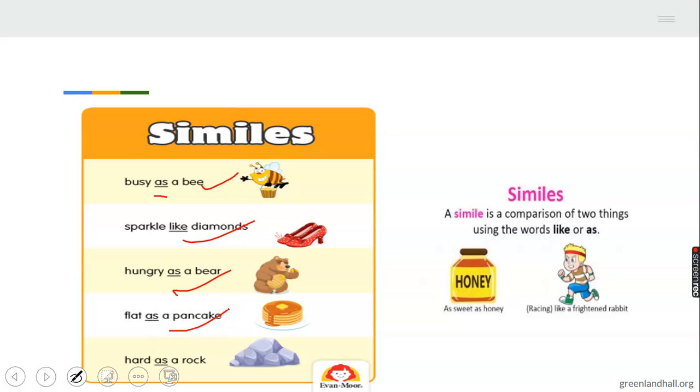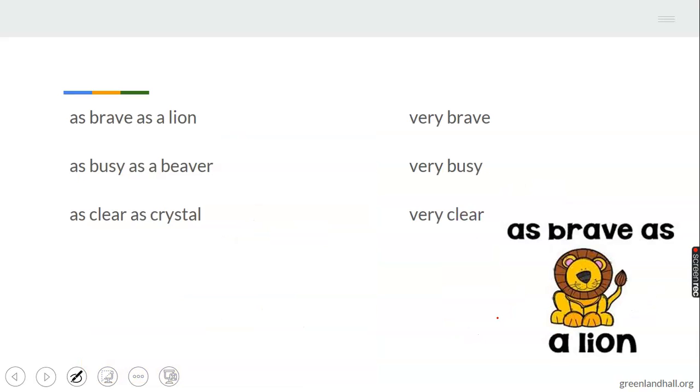Flat as a pancake. Hard as a rock. Look at this one. As sweet as honey. Racing like a frightened rabbit. You see the word "like" and you see the word "as... as". Those are the two words that are used in similes to compare. You must compare them. As brave as the lion means what?